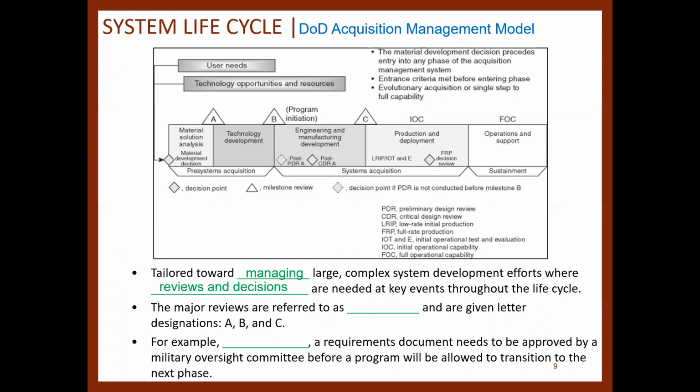So this system lifecycle, the DoD acquisition management model, is tailored toward managing large, complex system development efforts where reviews and decisions are needed at key events throughout the life cycle. The major reviews are referred to as milestones and are given letter designations, A, B, C. So you can identify those triangles in the figure. For example, A is representing a milestone review from material solution analysis to technology development. At milestone A, a requirements document needs to be approved by a military oversight committee before a program will be allowed to transition to the next phase.